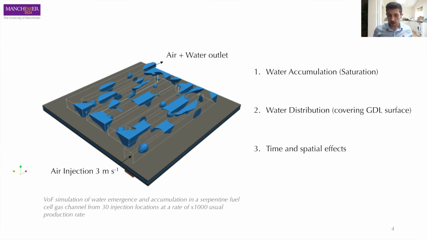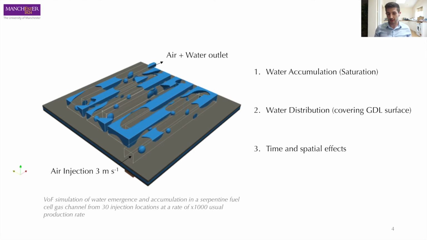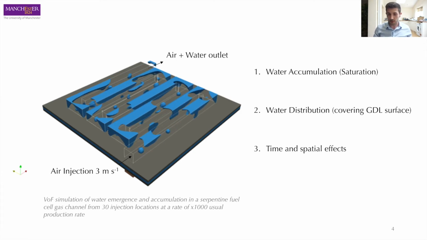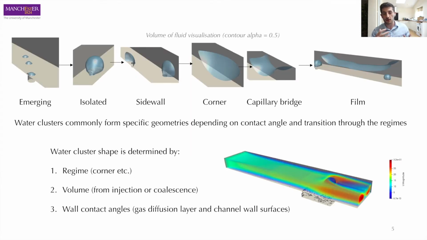This means that there are quite complex time and spatial effects occurring in the channel, and to study these you need models which are efficient and fast. So what I found out and what I visualized in the simulations from the volume of fluid is, by looking at the interfaces, there are shapes that are commonly found throughout the simulations. So I've named them emerging droplets that are just emerging from the pores, isolated droplets that are in the center of the channel, which are disconnected from other droplets.